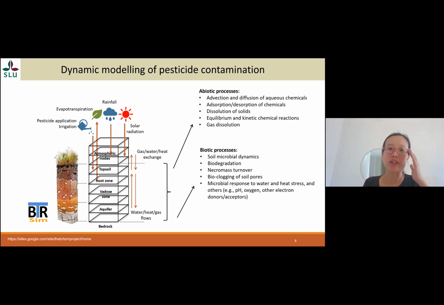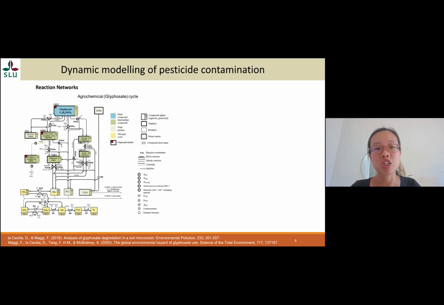So one of the first works in which we applied this type of modeling to pesticides is to look at the dynamics of glyphosate contamination. And in this work, we use a glyphosate reaction network. This reaction network was developed by Daniele, one of the PhD students at UCIT before, and he's now in AgWork in Zurich. He developed a very comprehensive degradation pathway of glyphosate, from glyphosate breaking down to simple nitrogen and carbon molecules. So generally, glyphosate follows two degradation pathways.